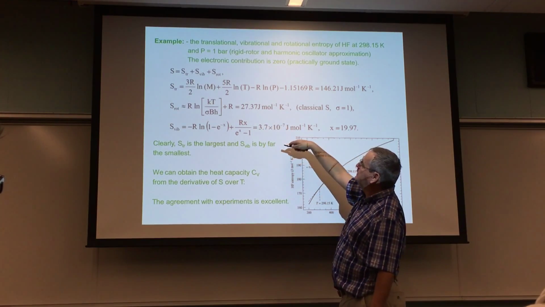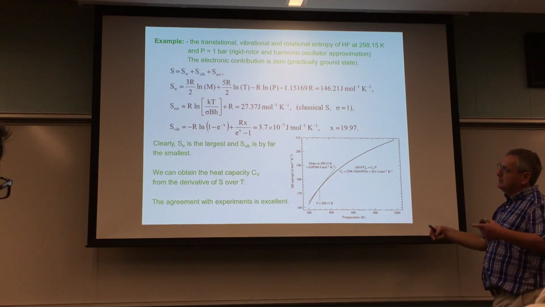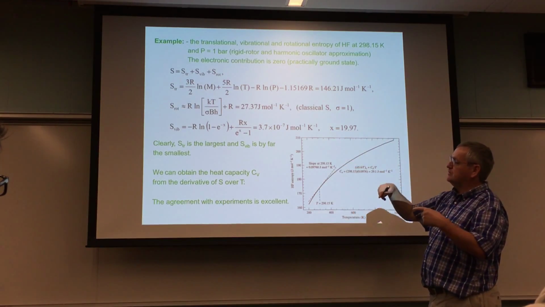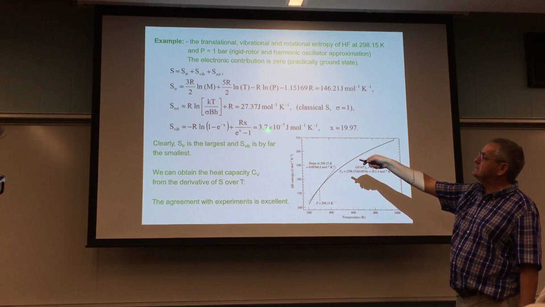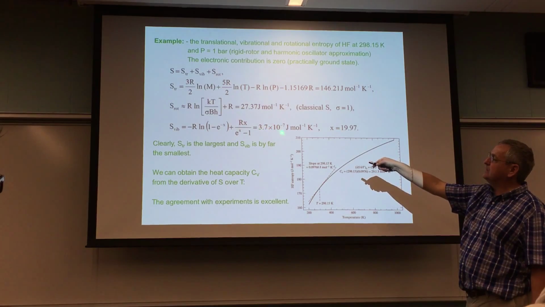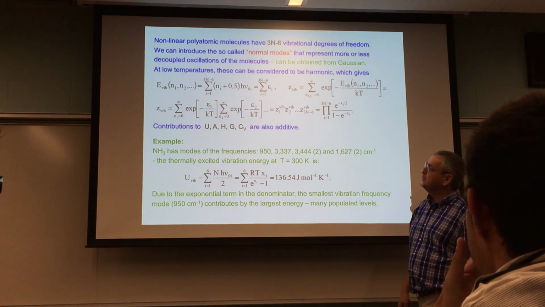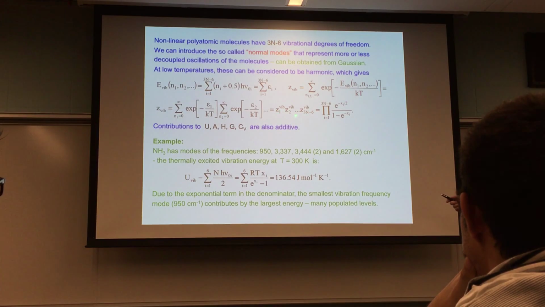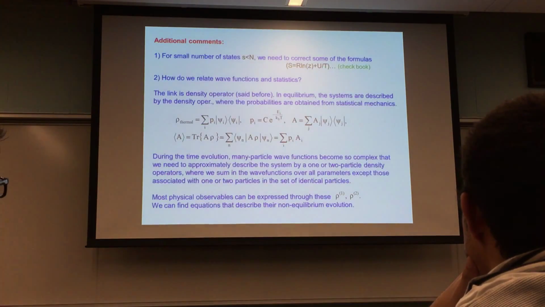So the translational has the most states if you decide to quantize it in some box, each molecule in one box, like in a gas if you wish. And then rotational has fewer populated states, vibrational maybe just one, two, three. If you have more vibrational states, you need to consider all these degrees of freedom, use them separately, and add them. Okay, so that's all.